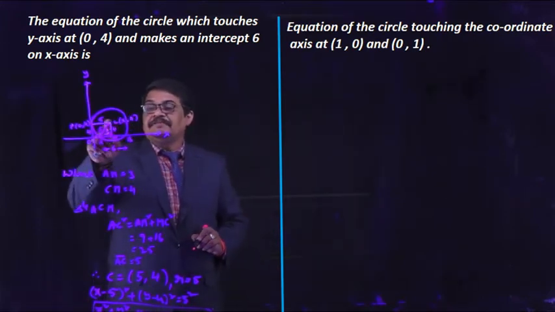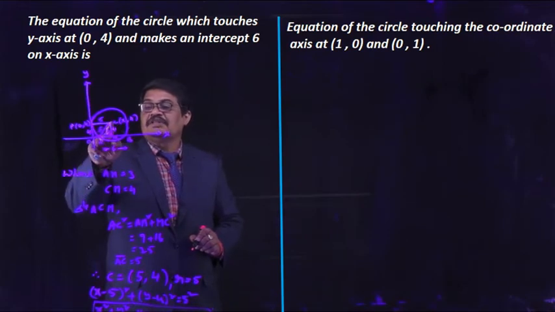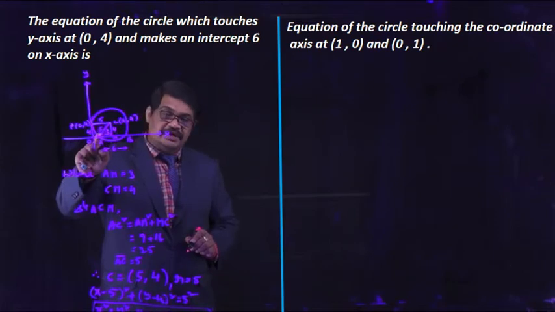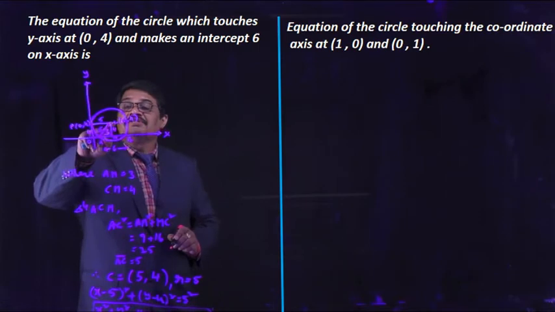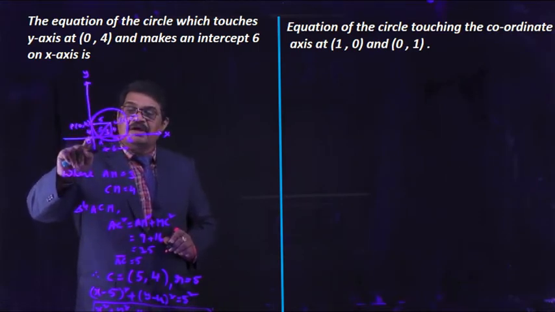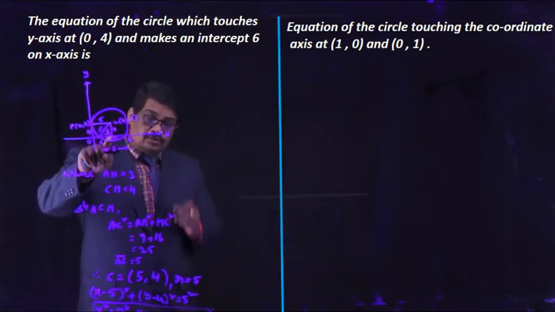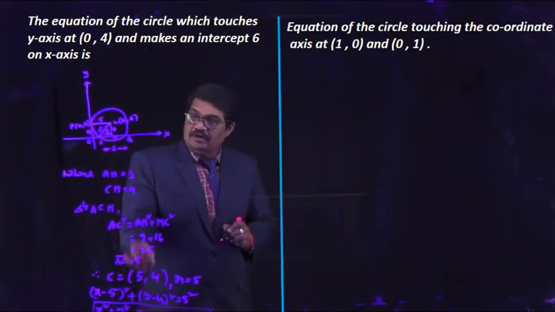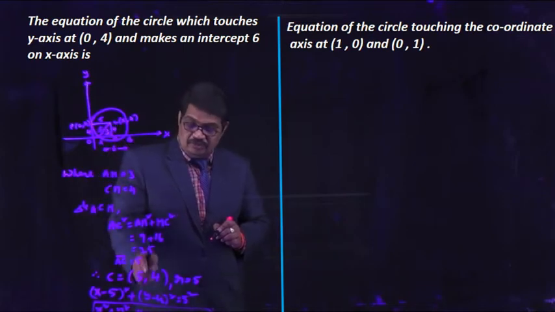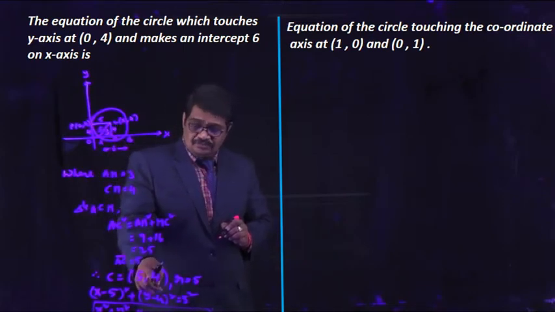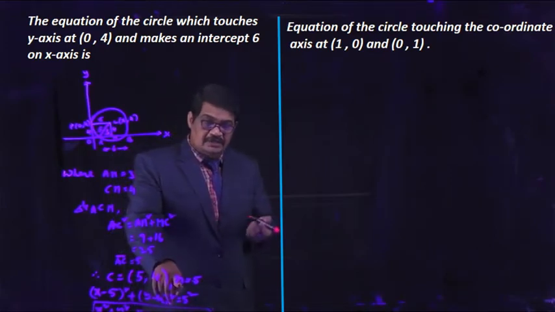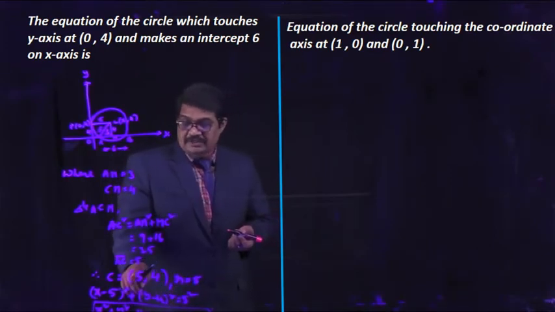AC is 5 units, and PC is also the radius. Here the CA distance is the radius and CP is also the radius. Therefore, P is nothing but OM, that is the x coordinate of the center. Therefore, the x coordinate of the center is 5 and the y coordinate of the center is 4. After getting the center, what is the radius? CP and CA both are the radius, the distance is 5 units. We are getting the center and the radius.